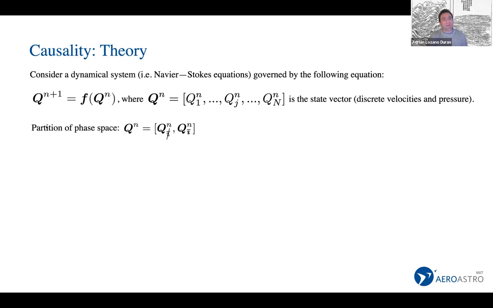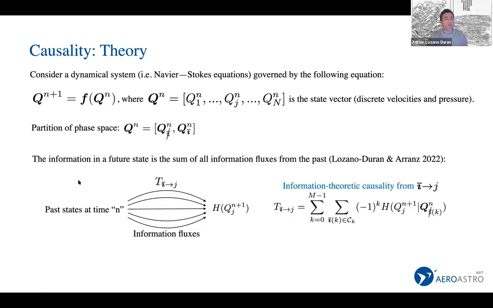So now consider this case. Suppose I decide to divide my phase space Q into two components. One I'm calling Q sub I, and the other one is the complement of I, but altogether they form the full phase space. So it could be an arbitrary separation of the degrees of freedom that I have. What we did, and what you can prove, is that if I consider one of these components, Qj, for example the velocity at a given location, the information of that in the future is equal to the sum of all the information coming from the past.